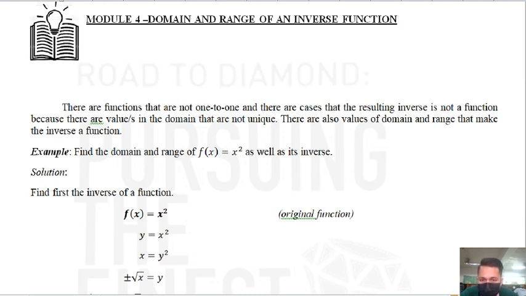It says here there are functions that are not one-to-one. And there are cases that the resulting inverse is not a function because there are values in the domain that are not unique. What does it mean? When we have a function and we are asked to find the inverse of that, not all the time will the resulting inverse of that function be another function. Sometimes the inverse of that function is not a function.